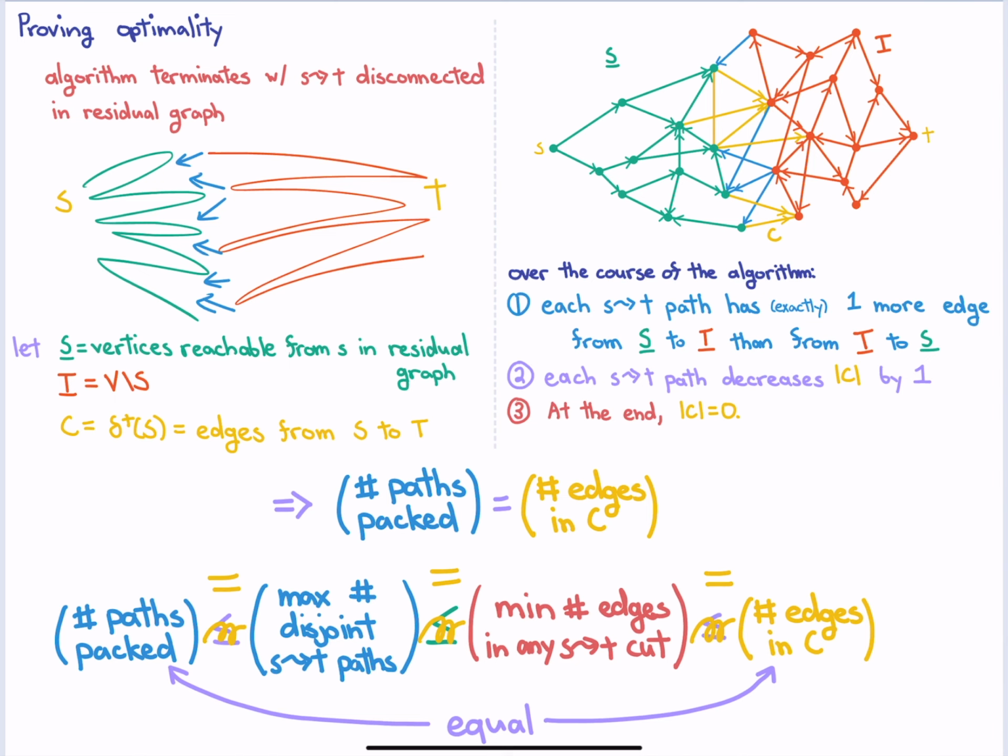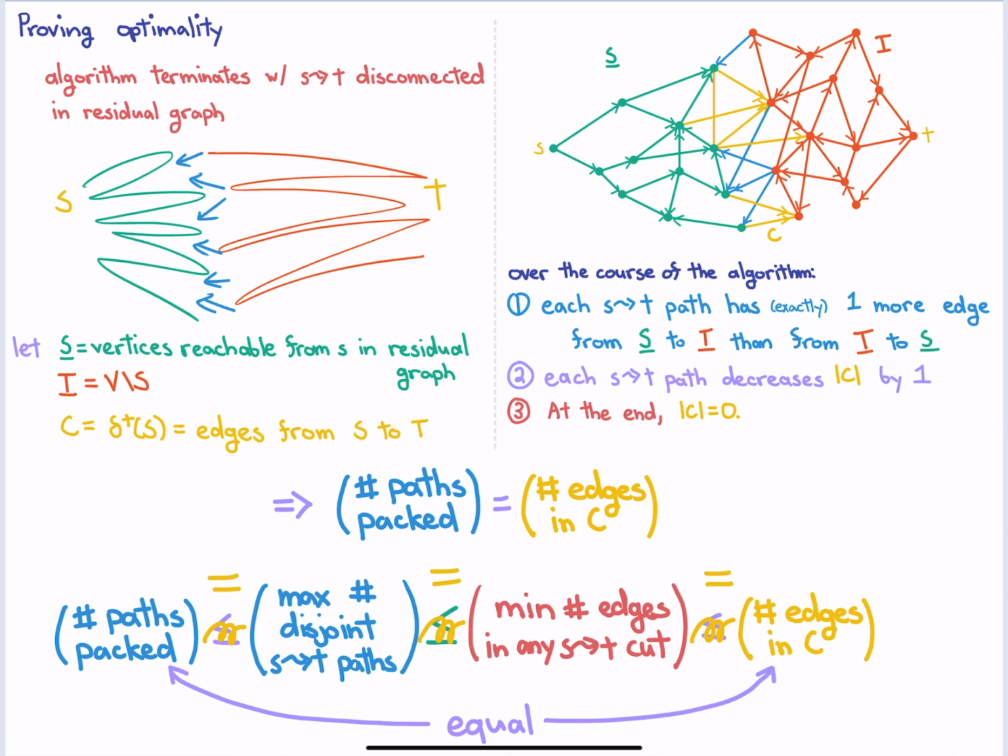Plus we had our relatively easy inequality in the middle. The number of paths packed is always at most the size of any cut. So we have these easy inequalities, but the algorithm showed that the outer points are equal because it actually gave a path packing and a cut where the sizes were equal. Okay. And suddenly everything is certified to be correct.